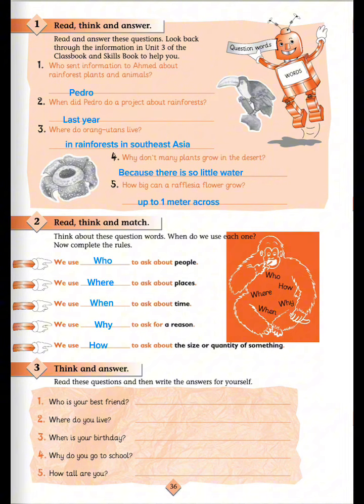Number 1. Who is your best friend? Number 2. Where do you live? Number 3. When is your birthday? Number 4. Why do you go to school? Number 5. How tall are you?